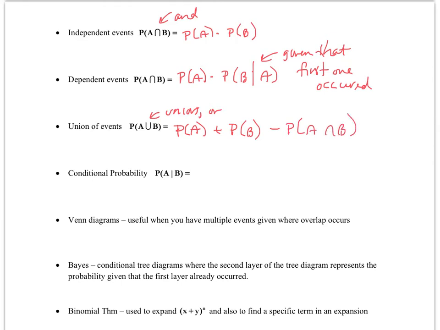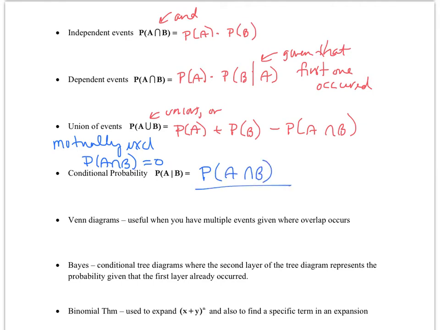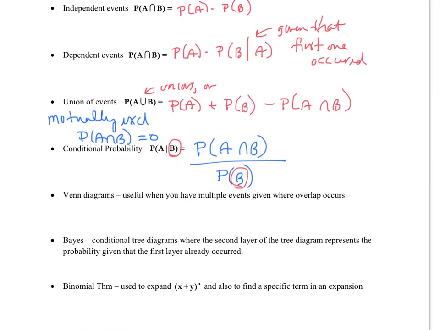Now if two events happen to be mutually exclusive, well, in that case, their intersection is equal to 0. Now my conditional probability is going to be found by the probability that both events occur divided by the probability of B occurring. And a phrase that I commonly said in class was the event that is after the bar goes under the bar. We need to remember that whenever we are setting up these equations.